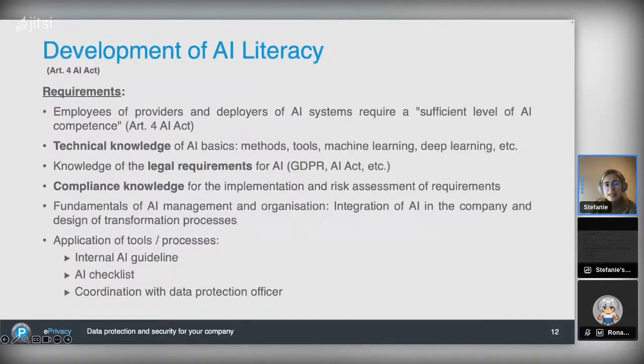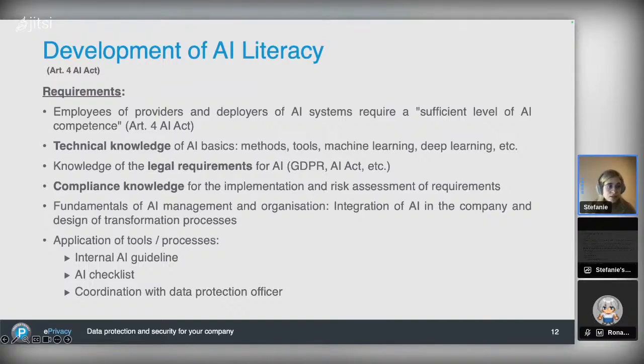Besides the risk categories and the requirements that apply depending on the risk category, we have one requirement that applies to all providers and deployers of AI systems, which is to develop AI literacy within the company. If you are a company that uses an AI system to analyze tracking data, then this is a requirement you fall under. You need to ensure that all your employees who work with the AI system have a sufficient level of AI competence.